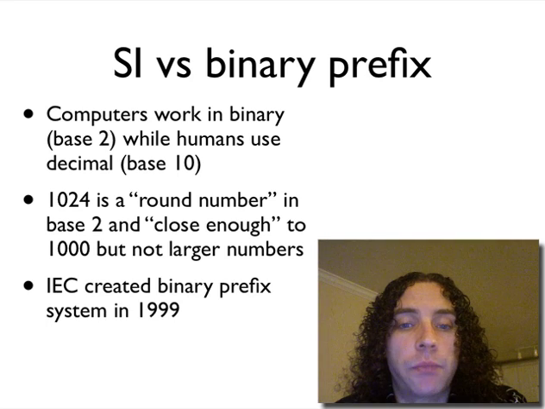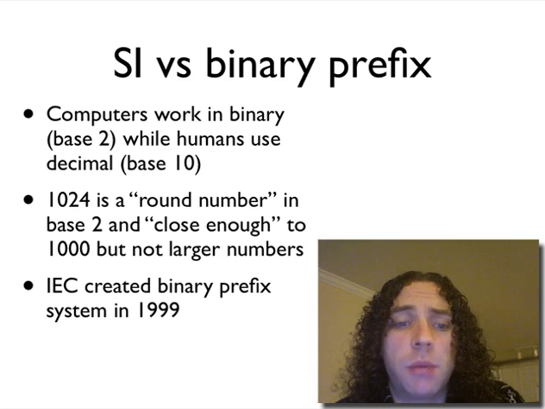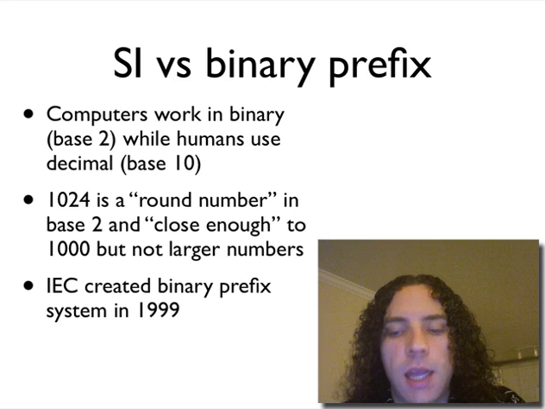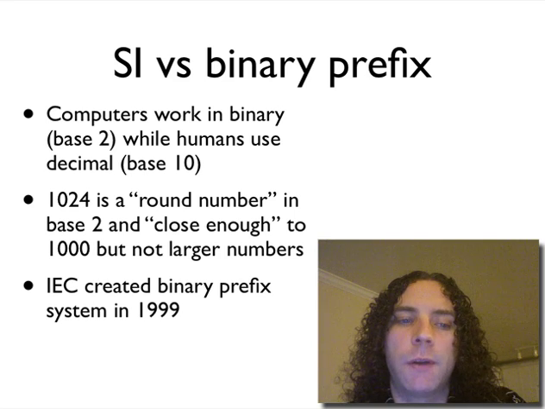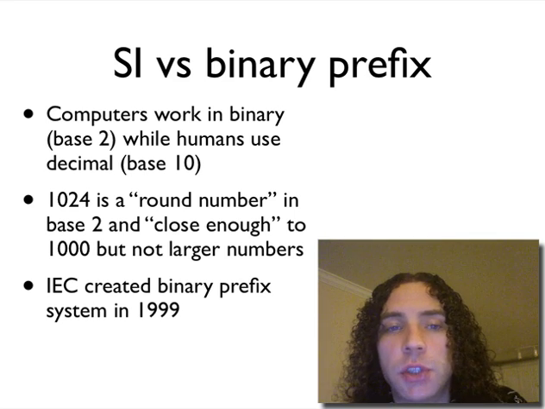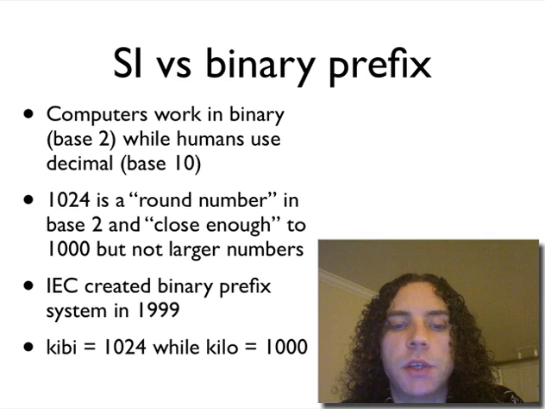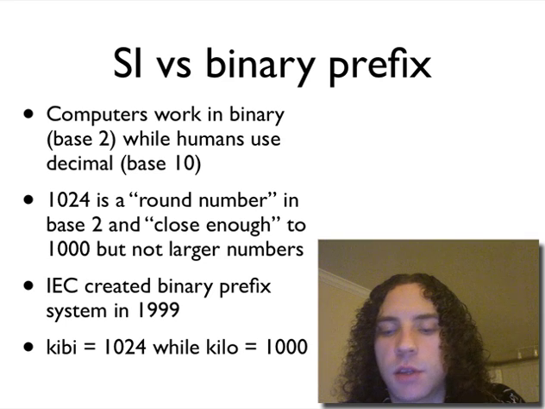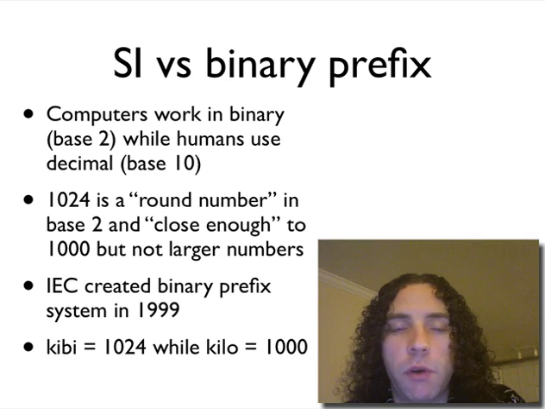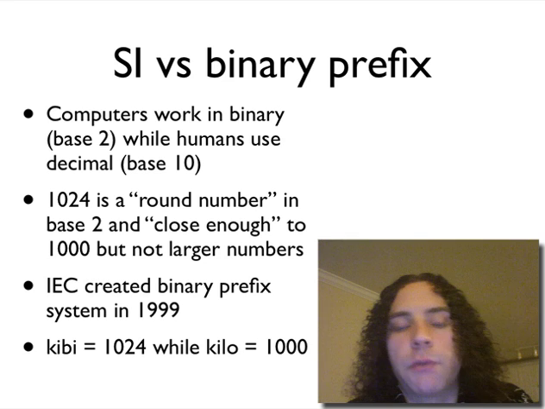So the International Electrotechnical Commission tried to solve this problem in 1999 by creating a bunch of new terms. Kilo will be 1,000, but we'll have something different for these binary approximations, the 1024 and the corresponding megabit approximation and things like that. These go all the way up for kilo, mega, giga, tera, but I'll just focus on the ones around kilo.